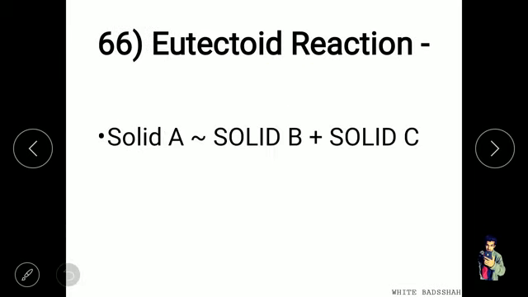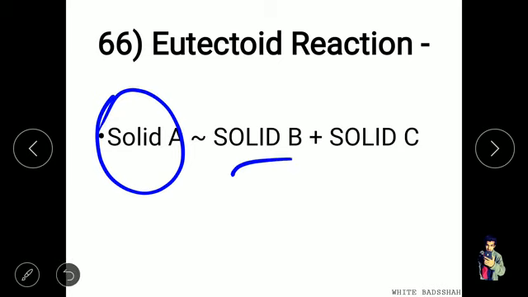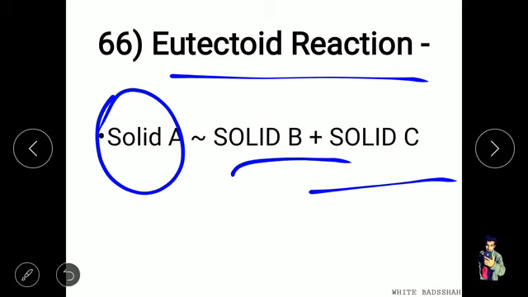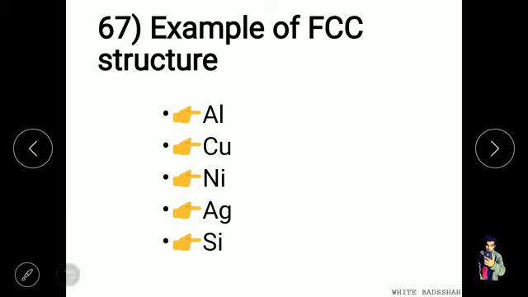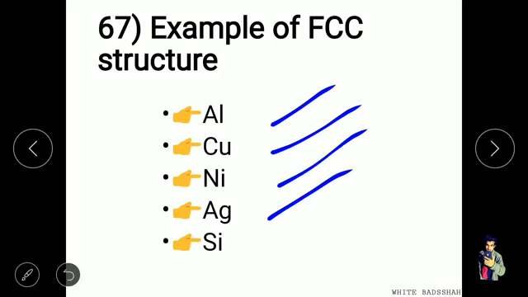Now the eutectoid reaction: solid A gives solid B plus solid C. It is a eutectoid reaction. Now, examples of FCC structure: aluminium, copper, nickel, and silver.